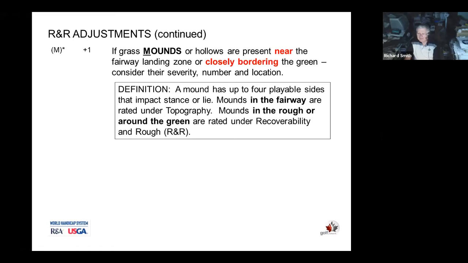Okay, and a definition, up to 4 playable sides that impact your stance or your lie. And again, another reminder, if they're actually in the fairway, they're rated under topography, not R&R. It's just the ones in the rough or around the green that are rated under R&R.